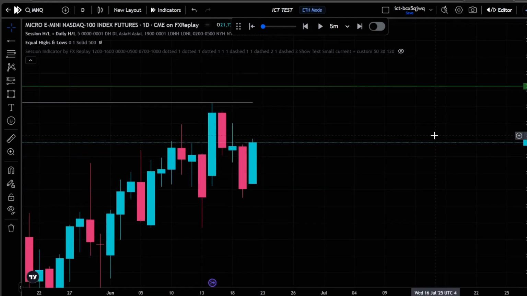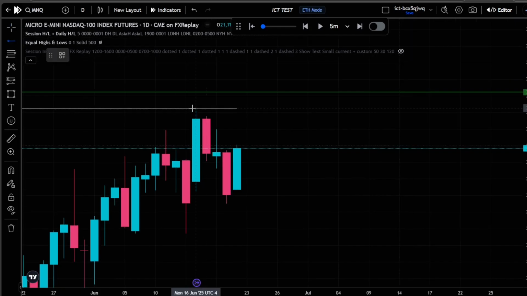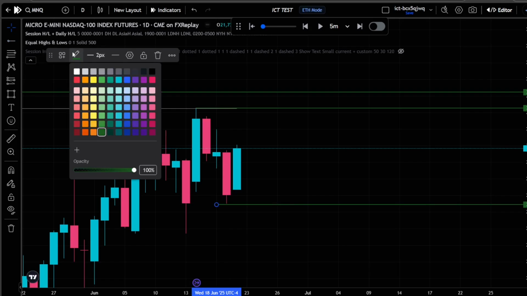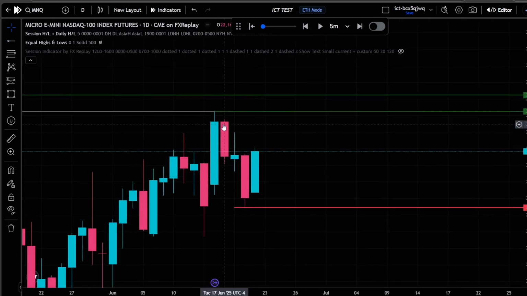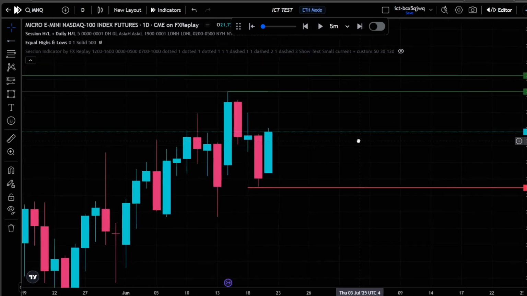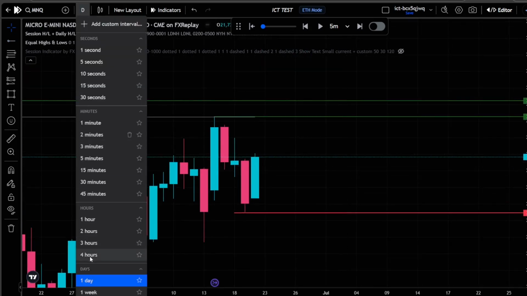So on the daily, all I'm doing is marking out really the most recent high and then low, and then seeing where price is more likely to draw to. So we're kind of at the 50% range between the high and low. Not really much. Let's go down to the 4 hour.